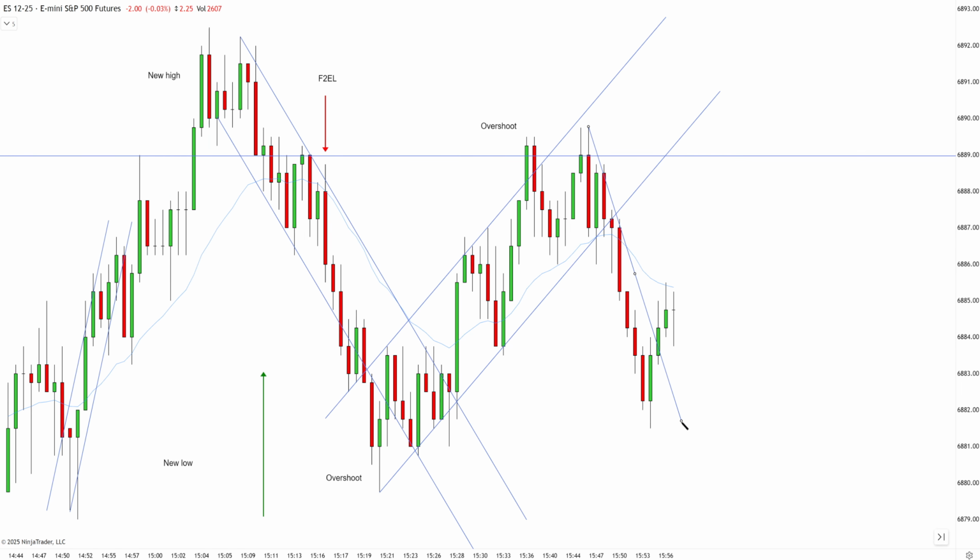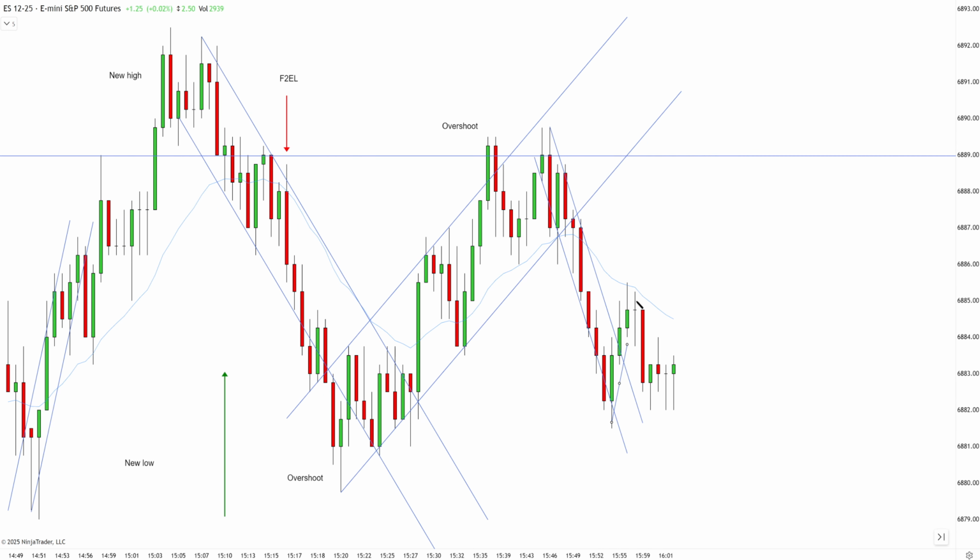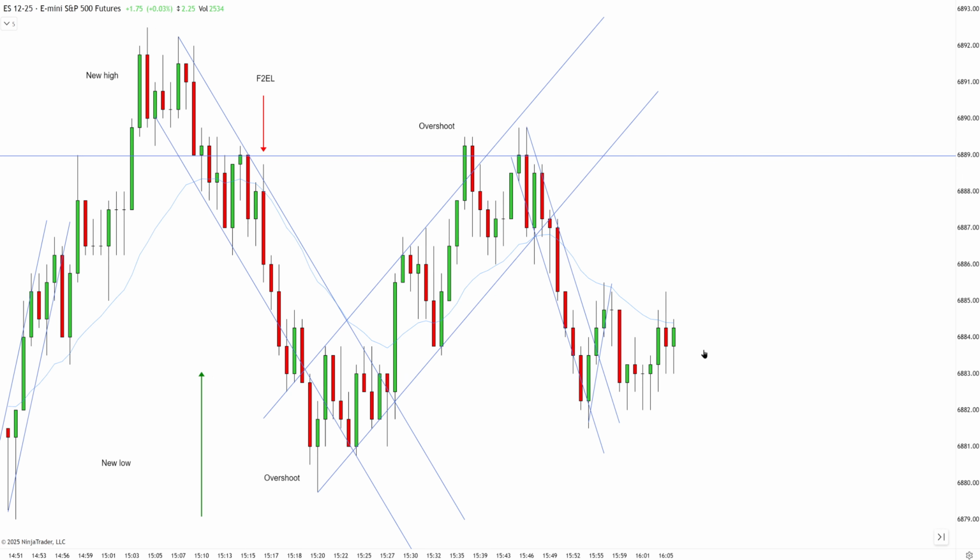We have a significant correction again. We're kind of whipsawing now. I'm taking it easy because I have a bunch of overshoots. You have a new low here, first entry short. You had a new high, first entry long, second entry long failure.